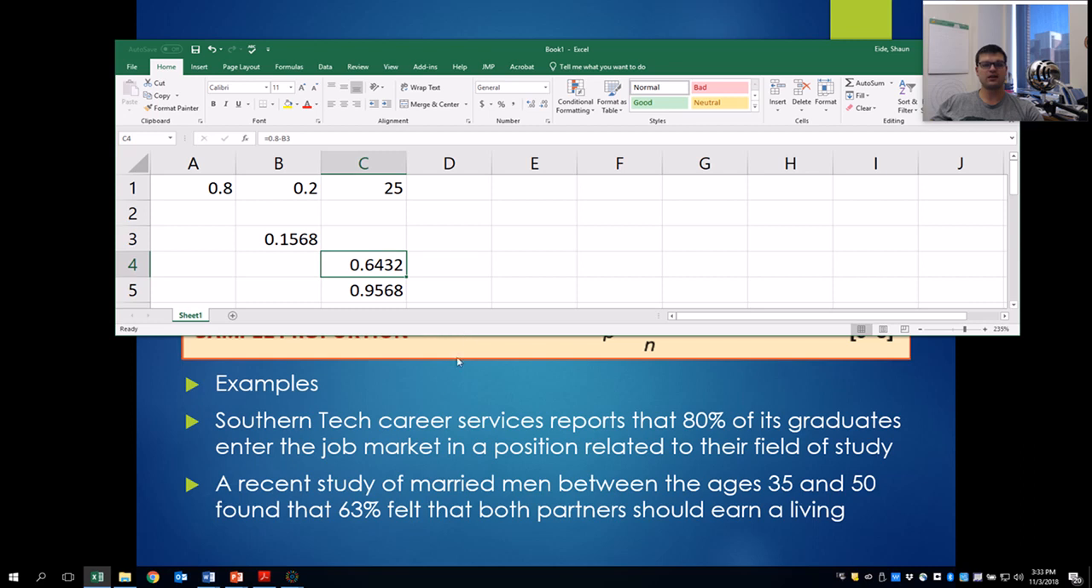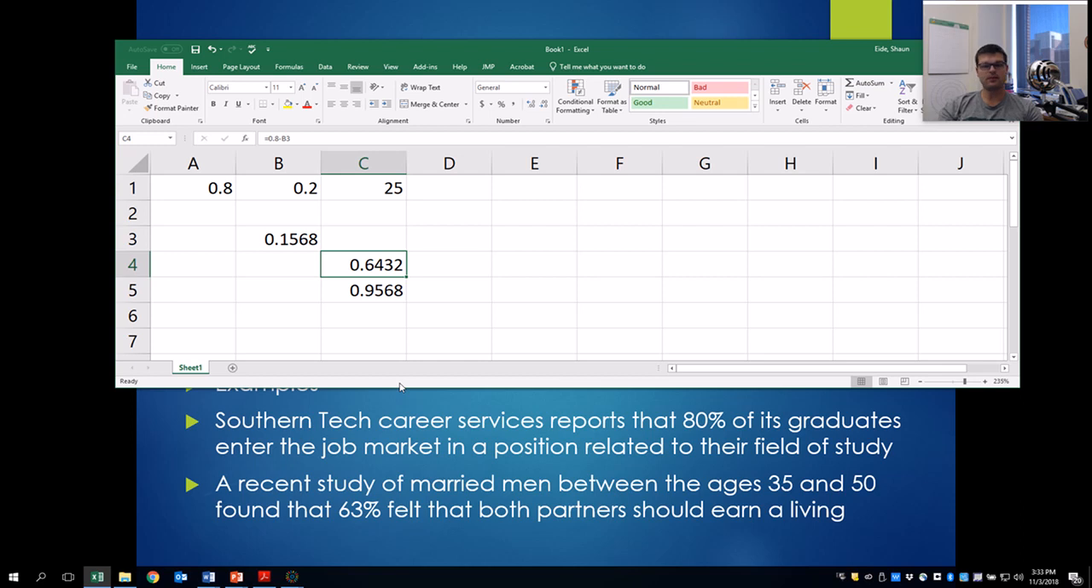So if I calculated this statistic based off of a sample of 25 individuals, and the mean was 0.8, I would basically be able to say that I am 95% confident that between 64.32 to 95.68% of individuals that graduate from Southern Tech get a job in their related field of study. And in my opinion, this is a really poor statistic.